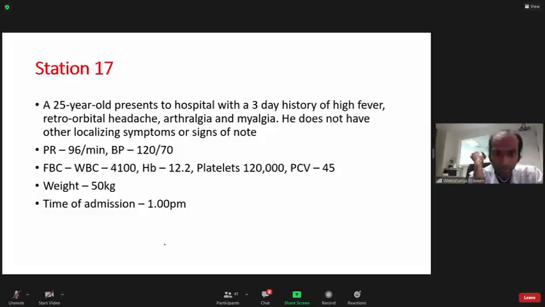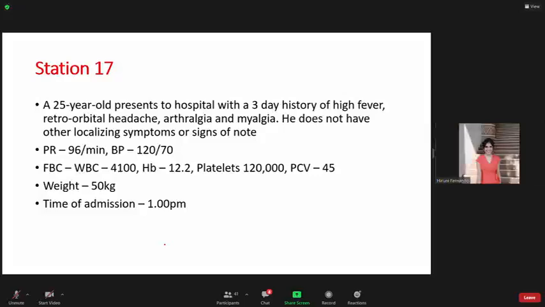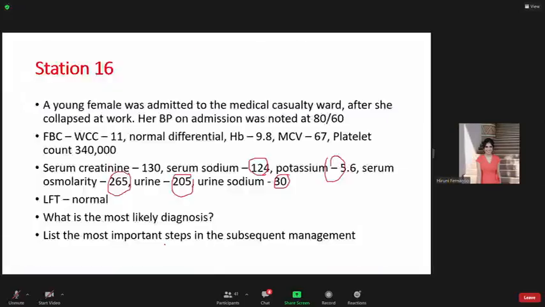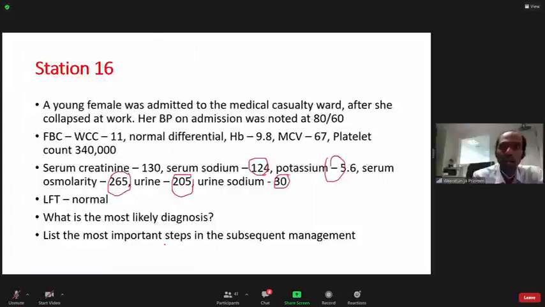Excuse me, sir. Yes, Irving. Sir, in the previous one, how do we determine whether the patient is hyper or iso? Usually they give it, I think, in the history. Okay, sir. Yeah.